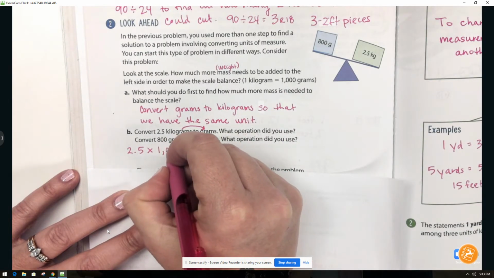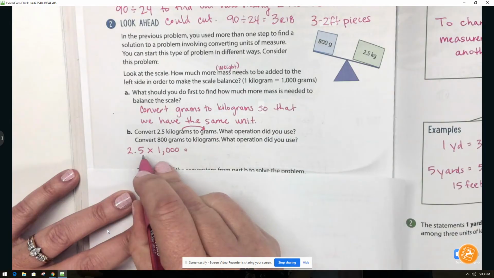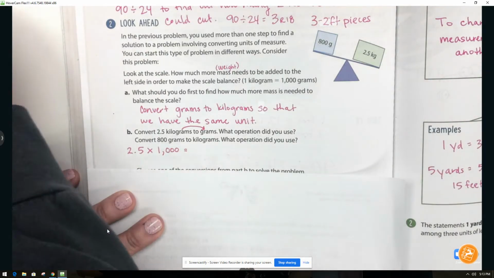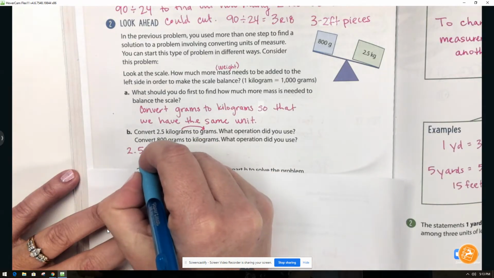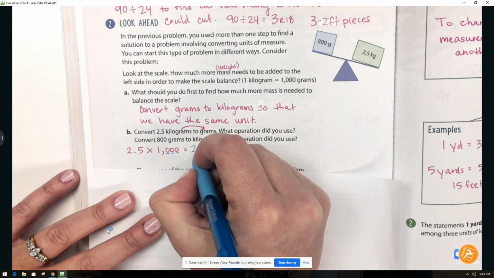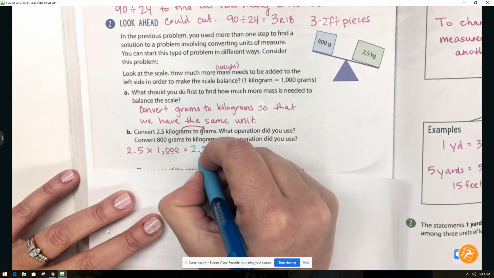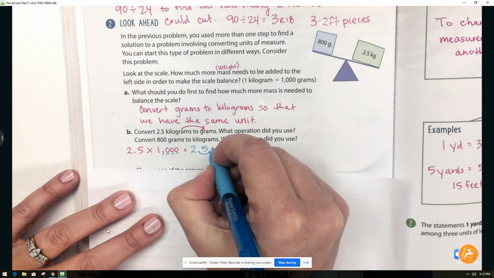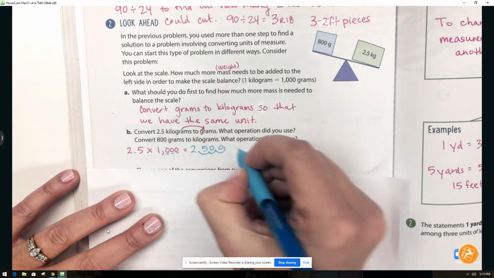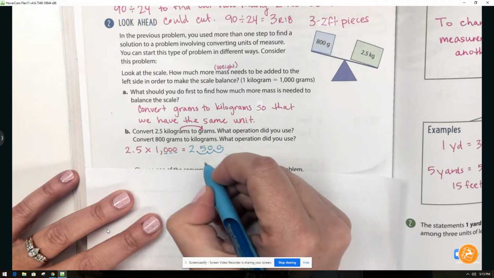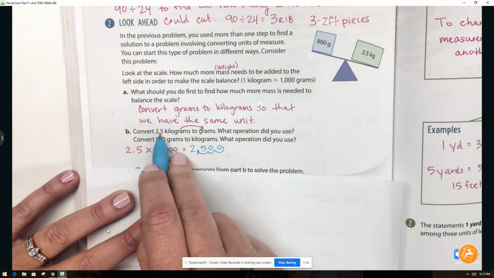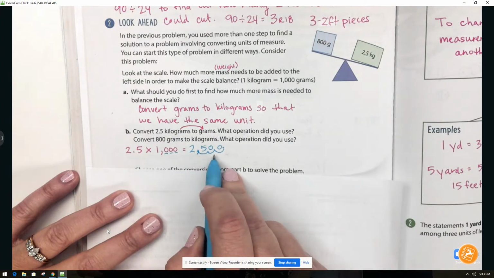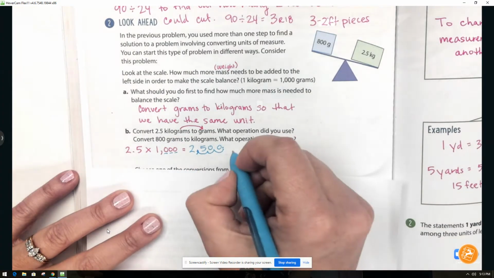So if we multiply 2.5 times 1,000, remember the number of zeros is the total number of places we move that decimal. So we're going to start with our 2.5 and move that decimal 1, 2, 3 places, put our placeholder zeros in, and then add that comma. So we know that 2.5 kilograms is 2,500 grams.